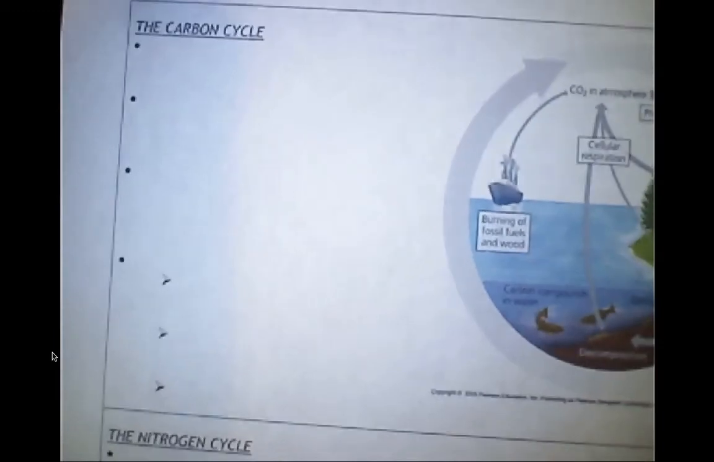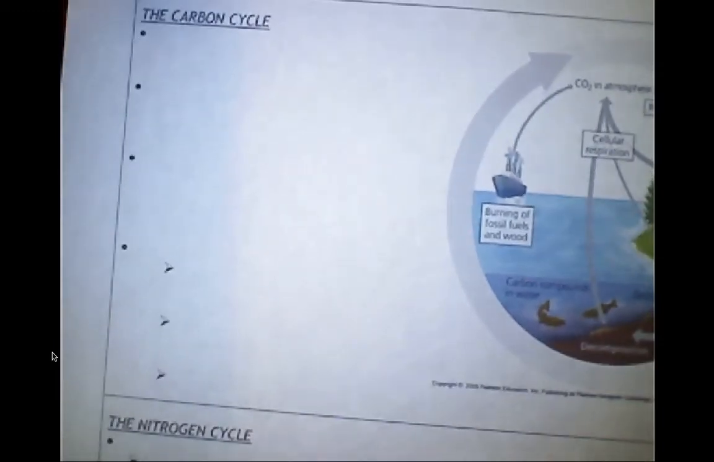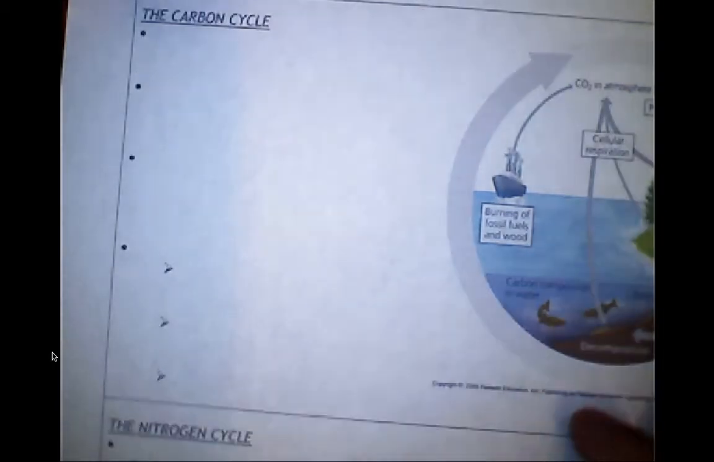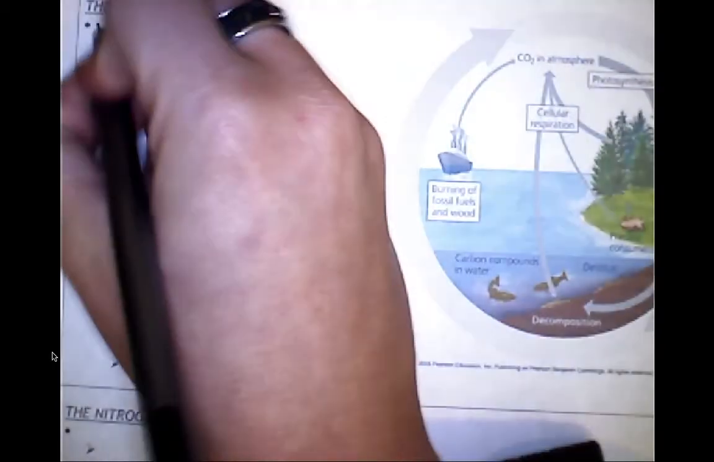Now let's look at the carbon cycle. The carbon cycle is the one that is obviously most affected by global warming, and the one that we always talk about when we talk about global warming. So let's go back to what's the importance of this. So the biological importance is the first thing.